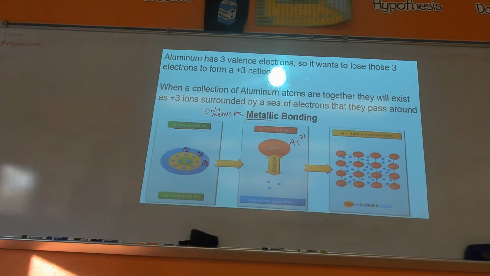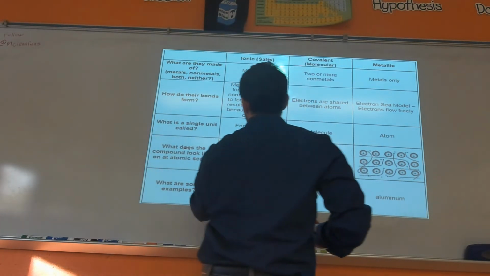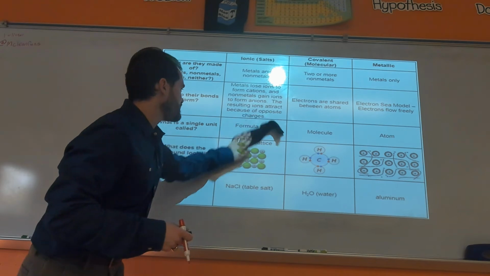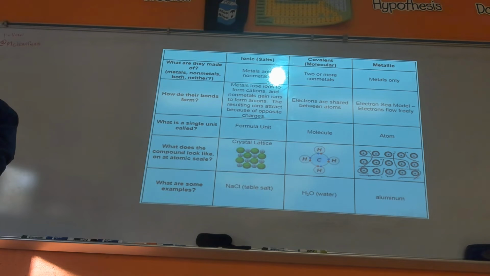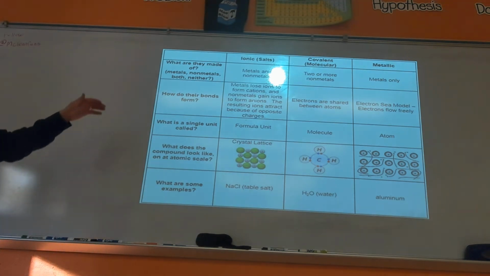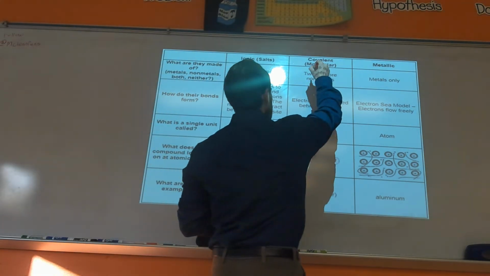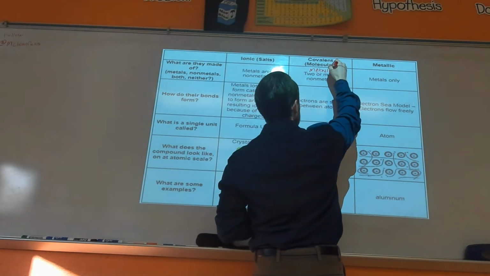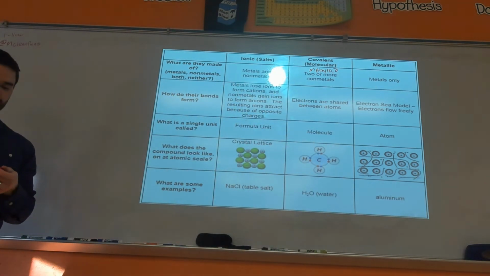All right, any questions about that? All right. So here's a slide summarizing everything for you. You have ionic, which we call salts. Whenever you hear salt, you think of table salt, that's NaCl. But technically, anytime you have a metal and a non-metal together, we call that a salt. Covalent is 2 or more nonmetals. Remember, that could also include a metalloid. And metallic is when it's only metals.